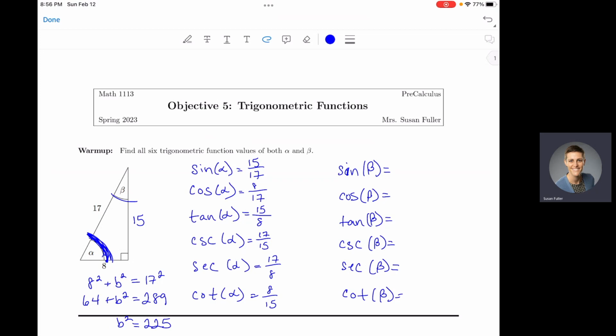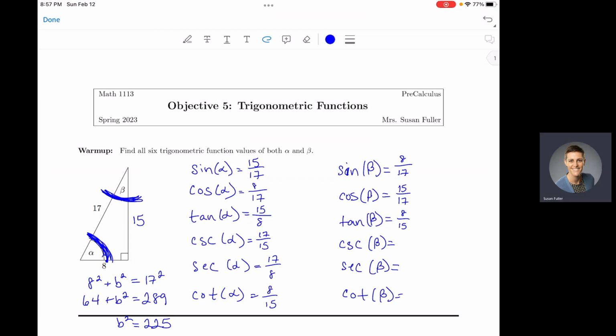Now when we go through our trig functions for beta, this angle is our point of reference. To find the sine of beta, we're going to take the opposite side. The side opposite angle beta is now 8 over the hypotenuse, which is still 17. Now we'll do the cosine of beta. That is the adjacent side, which for beta is 15, over the hypotenuse of 17. The tangent of beta is the opposite side, which is 8, over the adjacent side, which is 15.